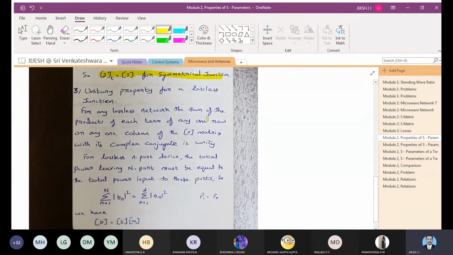That is the third property. For a lossless network, the sum of the products of each term at any one row or any one column of the S matrix with its complex conjugate is unity. This you should understand. And for a lossless N-port device, the total power leaving the N-port must be equal to the total power input. So we'll see those things. Just write down these two points, and we will explain it and then move on with the equations.